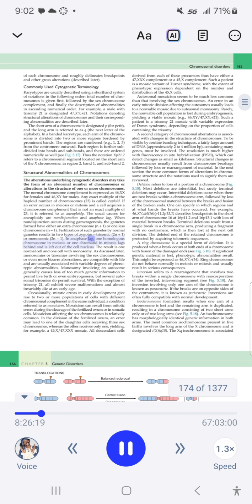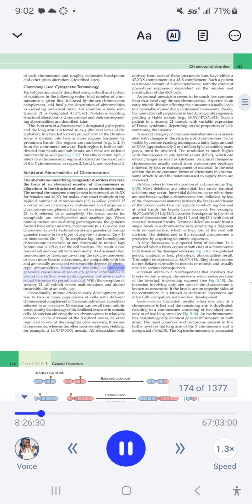In anaphase lag, one homologous chromosome in meiosis or one chromatid in mitosis lags behind and is left out of the cell nucleus. The result is one normal cell and one cell with monosomy. As discussed later, monosomies or trisomies involving the sex chromosomes, or even more bizarre aberrations, are compatible with life and are usually associated with variable degrees of phenotypic abnormalities.